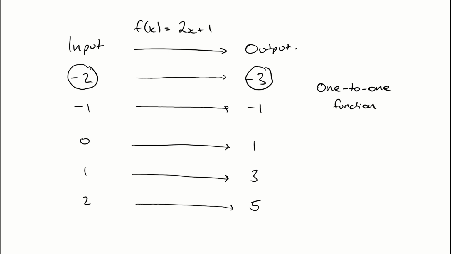Now we call it one-to-one because each value in our domain maps to one and only one value in our range. So the -2 going to a -3, there's no other number in our input, in our domain here, that can also go to -3. So this is what we call a one-to-one function.